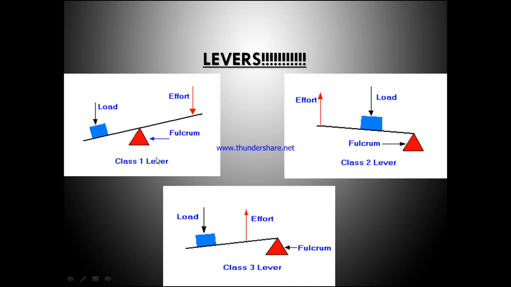Now, what is the difference between the first class lever, second class lever, and third class lever? In the first class lever, you will find the fulcrum in the middle, between the load and the effort. And what about the second class lever? You will find the load or resistance is between the effort and the fulcrum. And in the third class lever, you will find the effort is between the load or resistance and the fulcrum. I'll explain more.